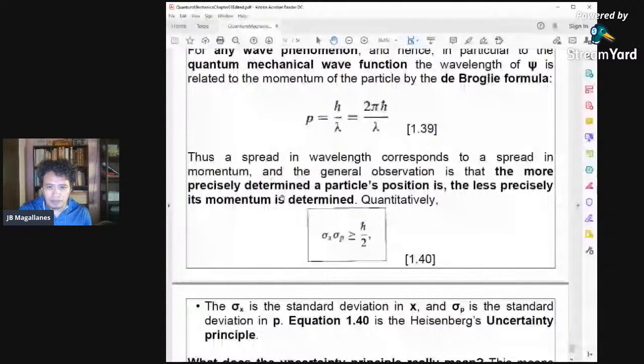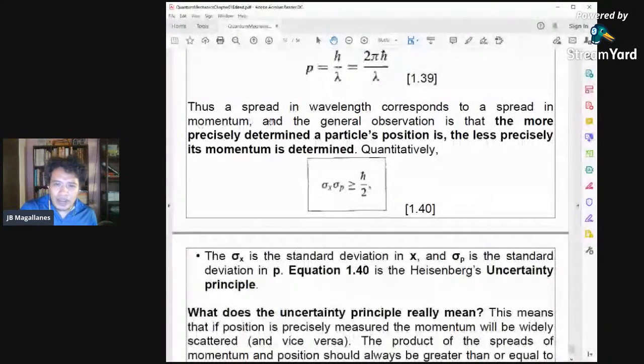By the way, before we go to that, if you have a spread in the lambda, if you have a spread in the wavelength, then that means you also have a spread in the momentum. This is a constant, by the way. So if this is uncertain, this also should be uncertain. If you have a spread in here, you also should have a spread in here, because this is a constant, although this is a very small constant. So a spread in wavelength corresponds to a spread in momentum.